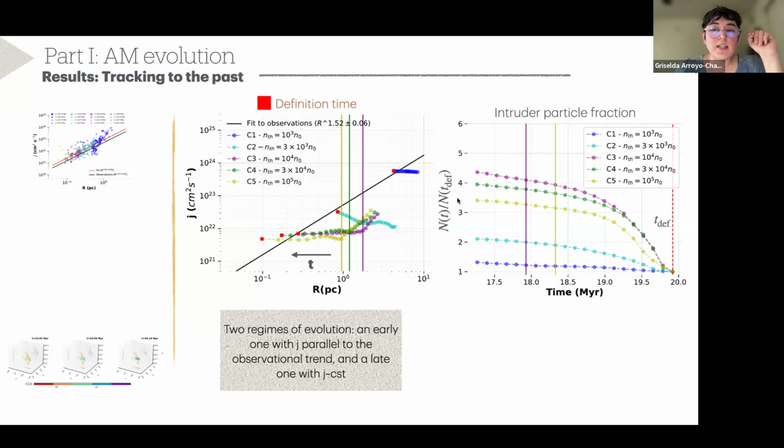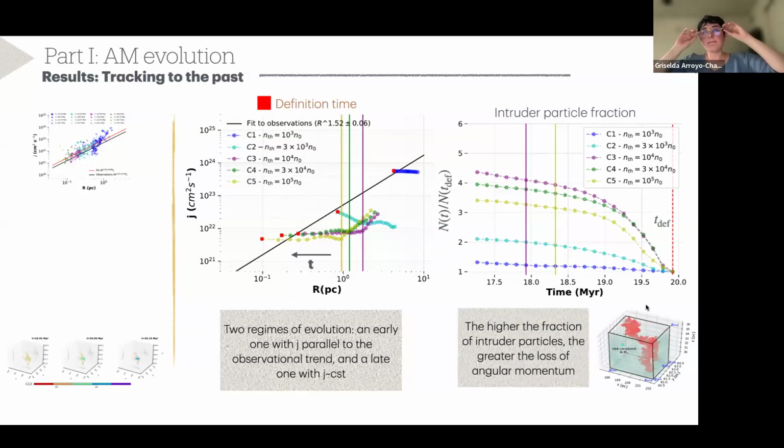Here what I'm showing you is the fraction of intruder particles over time. So the particles, this yellow, this green, and the purple clumps, when in the first part of the evolution they present this angular momentum loss, correspond to a large fraction of intruder particles, which will be this part. So here the definition time will be on the right, and those clumps that present 2 periods of evolution in the past have a lot of intruder particles. So again, we define these intruder particles if they are inside the box defined by the minimum and maximum values in each axis in the coordinate.